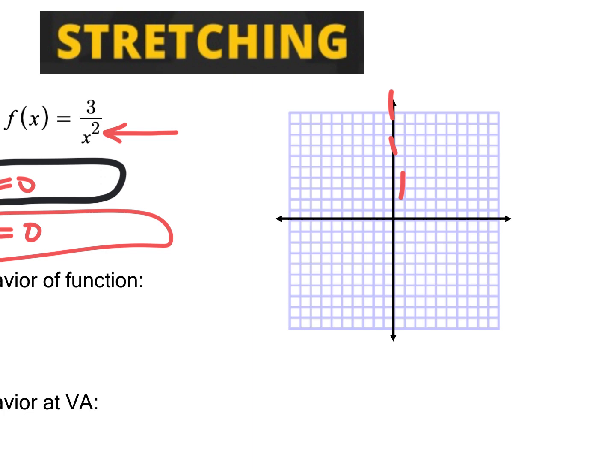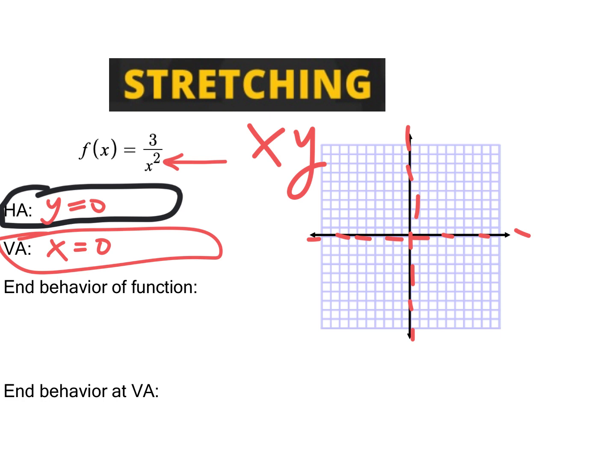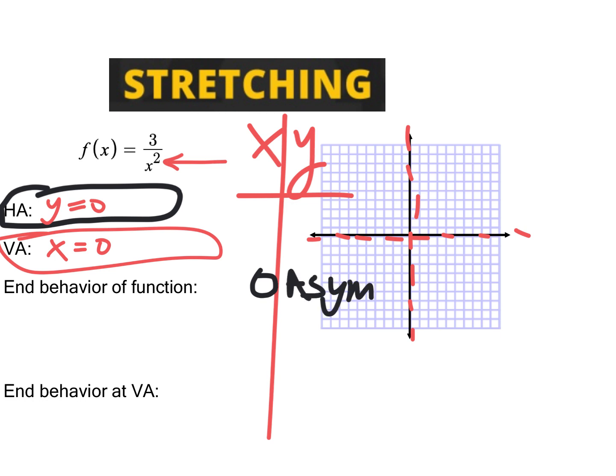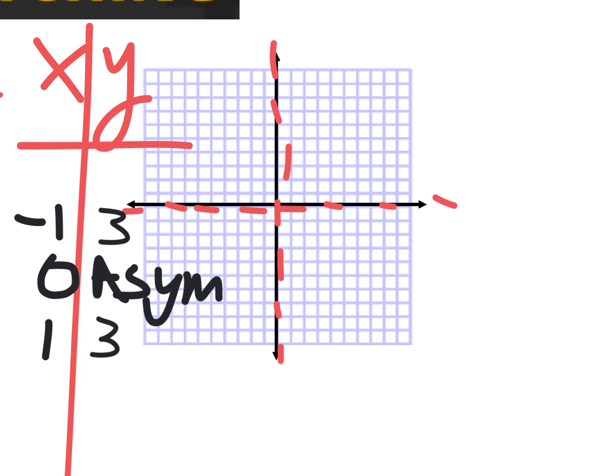Now I can graph those. And then we need an XY chart. Addie, can you tell me something that you chose to put in for X that would be smart? 0, because it makes the, all right. And then you can just put in a number on either side of that asymptote, like -1 and 1. -1 and 1 are going to act the same because we're squaring it. So it's 3 and 3. -1, 3. 1, 3.